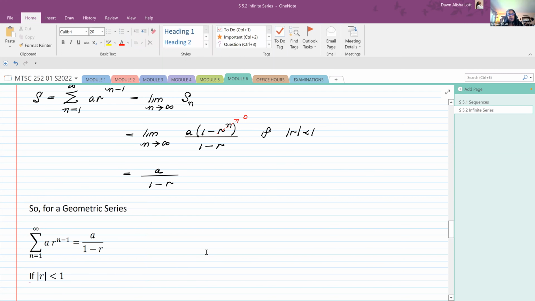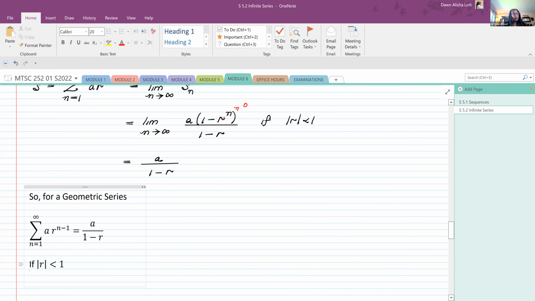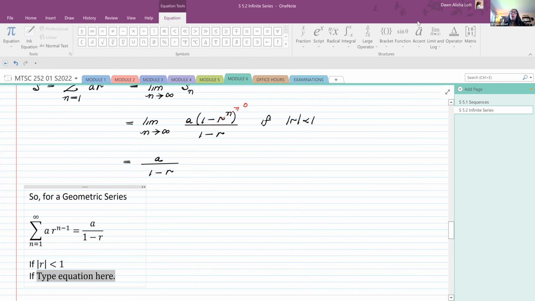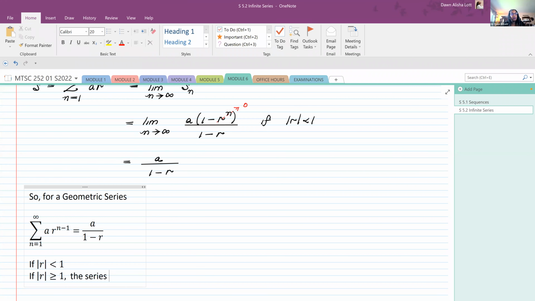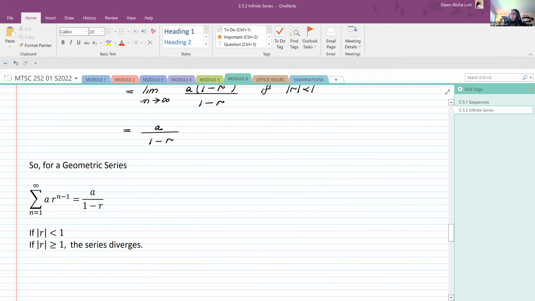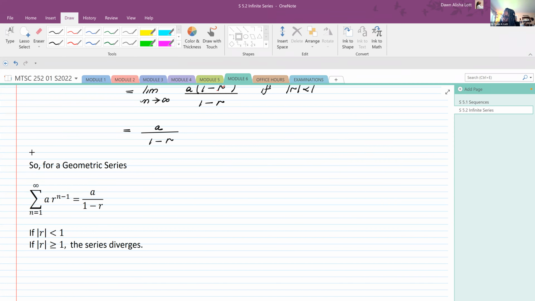Okay, so that's our rule. All right. If the absolute value of R is greater than or equal to 1, the series diverges. All done. There we have it. Okay, so I'm going to block this out and we're going to take a peek at it real quick. So let's put a nice block around here.